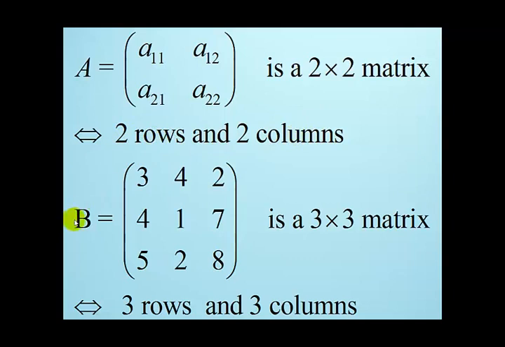Now we have B equals 3, 4, 2, 4, 1, 7, 5, 2, 8. This is a 3 by 3 matrix. That is, we have 3 rows and we have 3 columns.